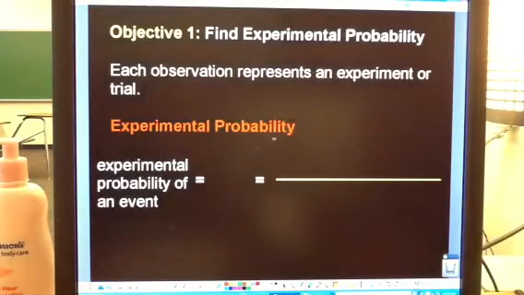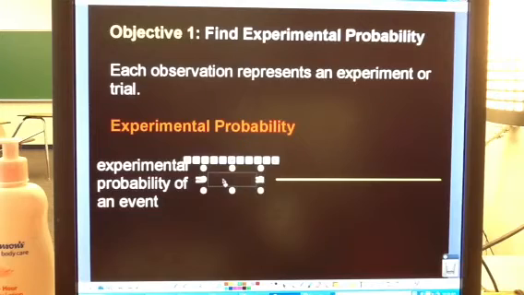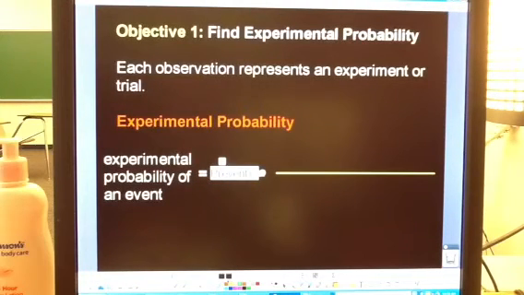And so for experimental probability, we talk about each observation. Each observation is actually going to be an experiment or a trial. So in experimental probability, we calculate the probability of an event. We can talk about this as P of event. That's how we notate the probability of an event happening.